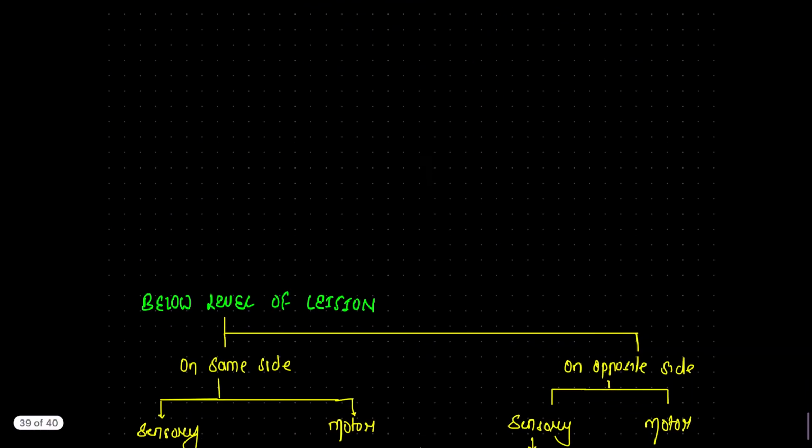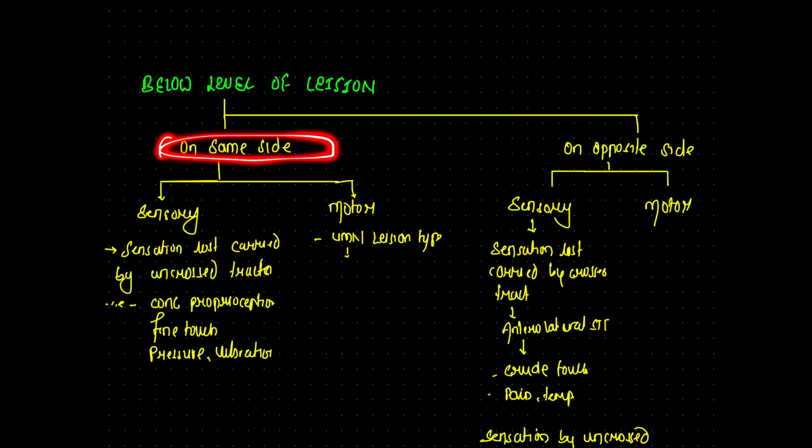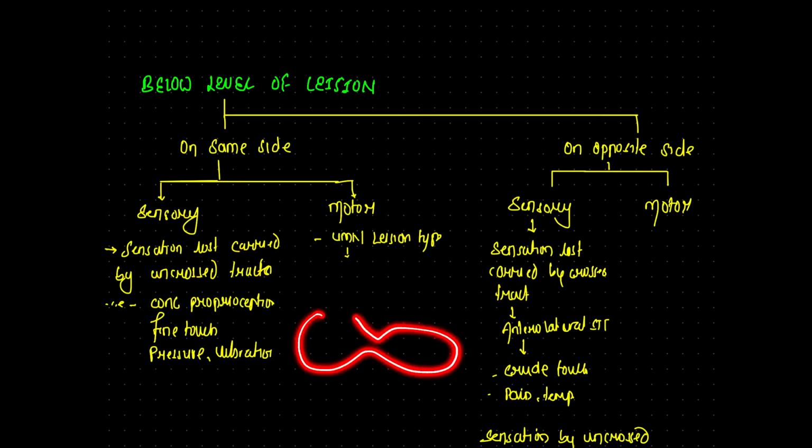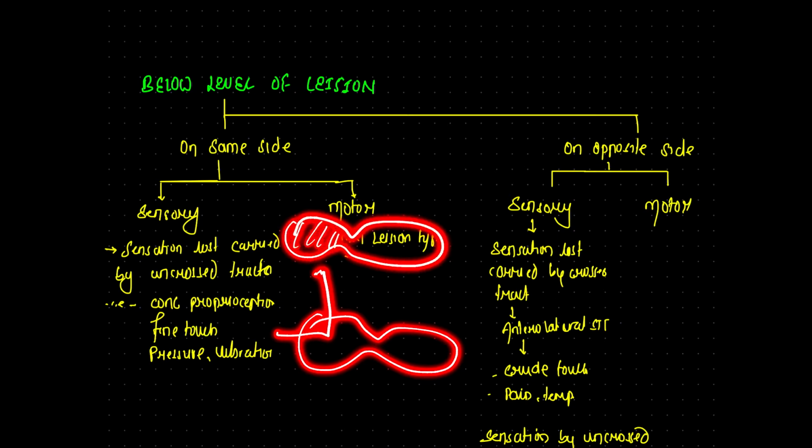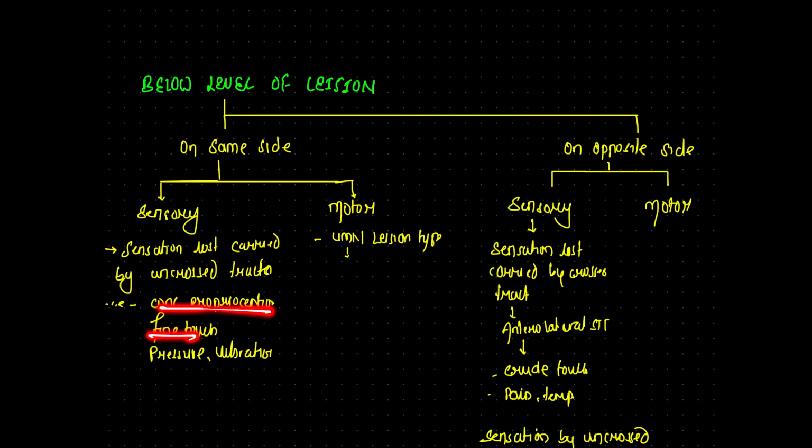Okay, let's go into this chart. Talking about the same side, the sensory function, sensation carried by uncrossed tract will be lost. As I have said, the dorsal column tract, which was moving upward in the upper region of the spinal cord, will be damaged, because of which it will not be passed, and there will be sensation lost, such as conscious proprioception, fine touch, pressure and vibration. But the sensation carried by crossed tract will be retained below the lesion.